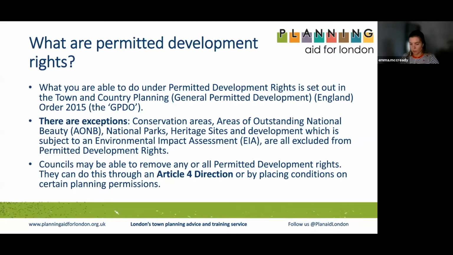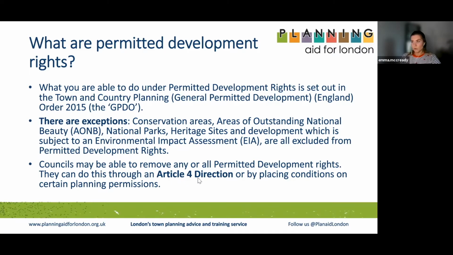on what they offer. There are some exceptions where you cannot use permitted development rights, and they are conservation areas, areas of outstanding natural beauty, national parks, heritage sites, listed buildings, and things like that. They're all exempted. So if any of your property or the site falls within those categories, you're not able to use permitted development rights.